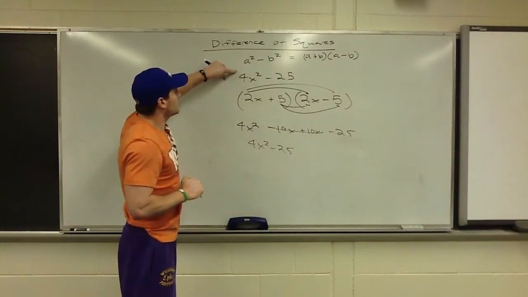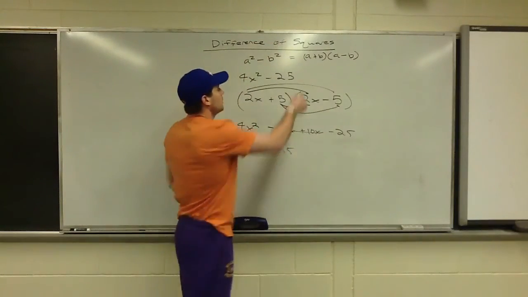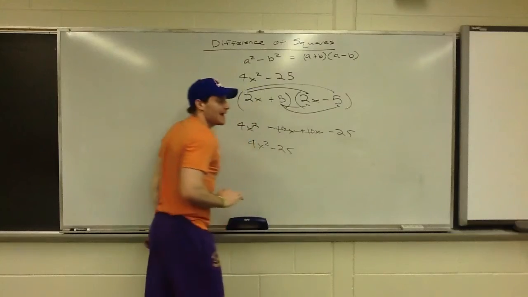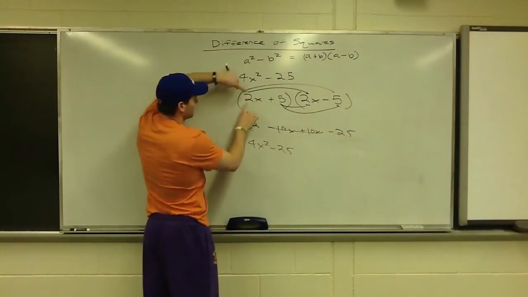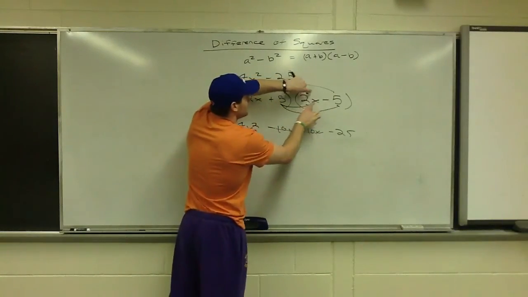So the difference of squares tells us that a squared minus b squared will equal a plus b times a minus b. And in this situation, 4x squared minus 25 factors to 2x plus 5 times 2x minus 5.